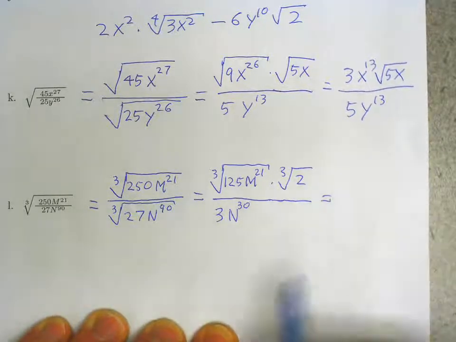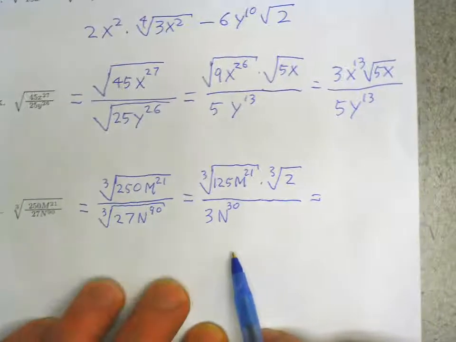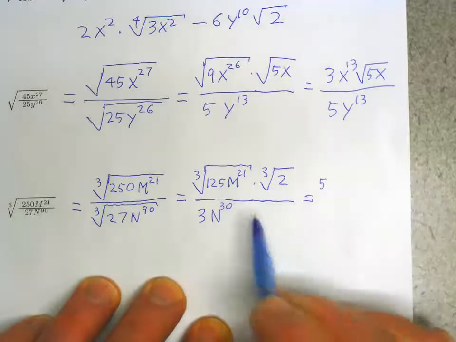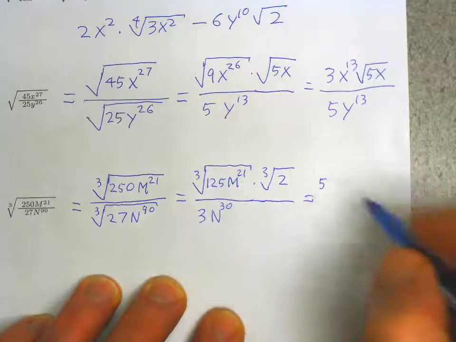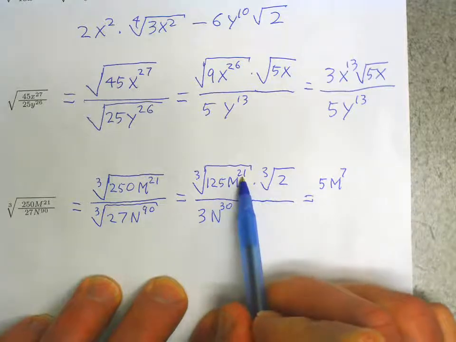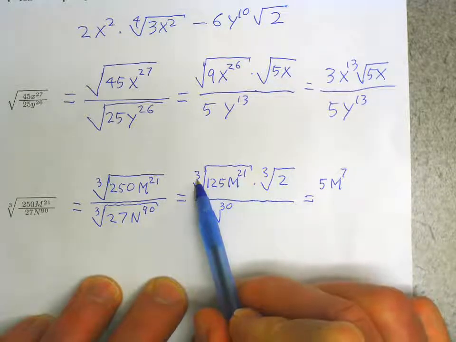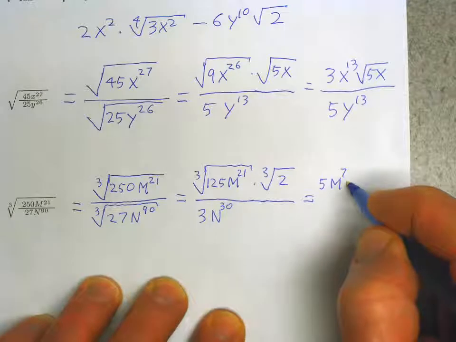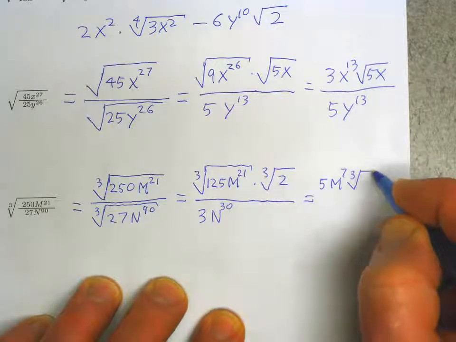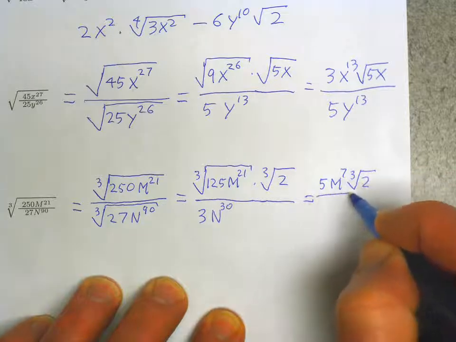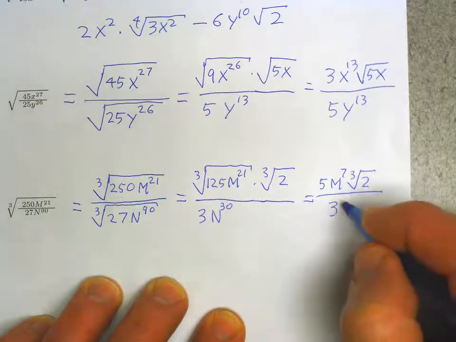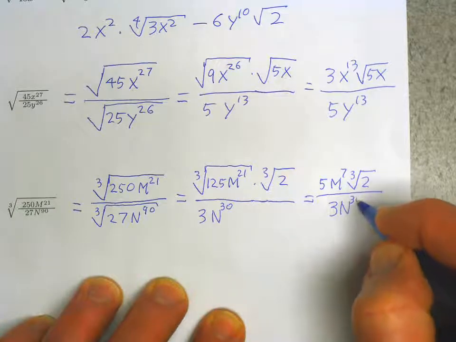Okay, now we can write the simplified answer. The cubed root of 125 is 5. The cubed root of m to the 21st is m to the 7th, because the exponent 21 divided by the index 3 is 7. And so in the numerator, 5m to the 7th times the cubed root of 2. And then the denominator is already simplified: 3 times n to the 30th.